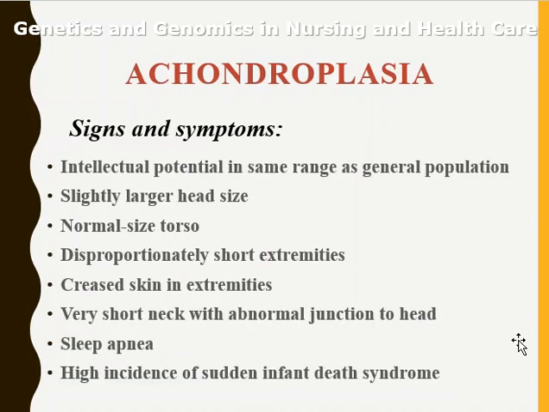So the intellectual potential is the same as the general population. They have a slightly larger head size with some frontal bossing. Disproportionately short extremities. I mentioned that humerus is shortened and so is the femur. And the creased skin, because the skin doesn't shorten, the bone shortens. Okay, and then the short neck with abnormal junction to the head. So with all that, sleep apnea is a common problem in these individuals. And there is a high incidence of sudden infant death syndrome as well.